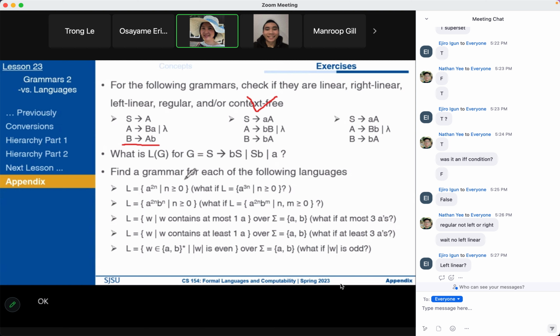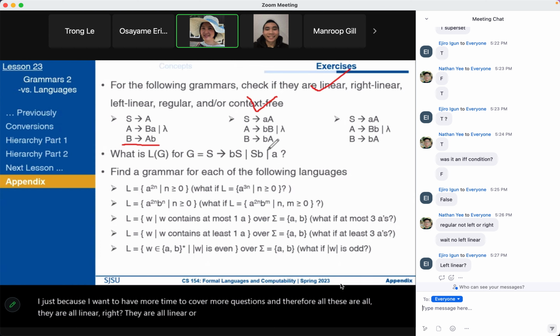Okay, nice. Because I want to have more time to cover more questions, therefore all these are linear. All these three are linear grammars. So we're just seeing if it's regular or not. For this one, it's linear, and every variable is on the left, so it's left linear, and therefore it's also regular.